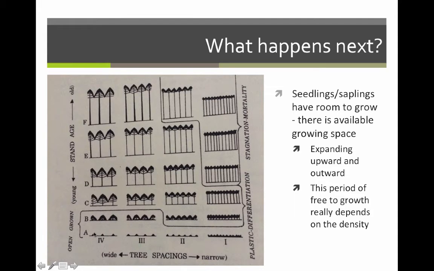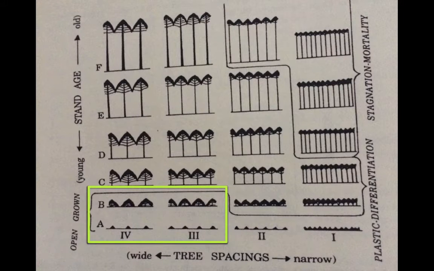And we see that at this lowest age, at this age A, these trees are free to grow. They're expanding upward, they're expanding outward, and how long this period of free to grow lasts really depends on the density. So we see in these lower density stands, this free to grow period extends to age B, whereas in these higher density stands, these trees are already touching, they're already competing. So here's kind of that close-up.